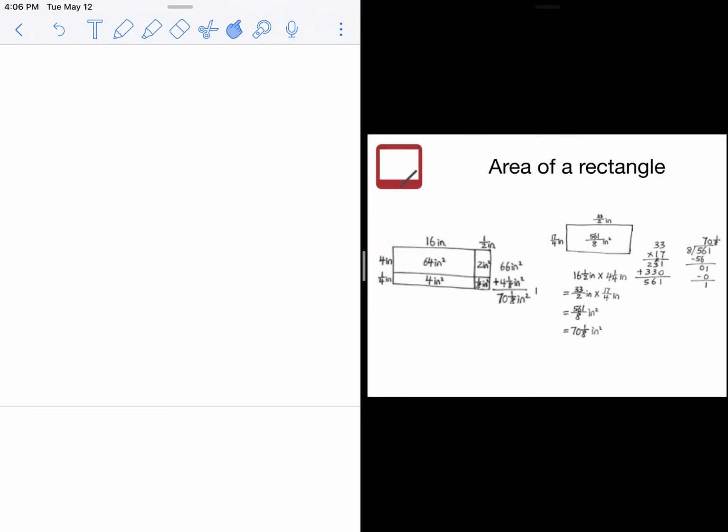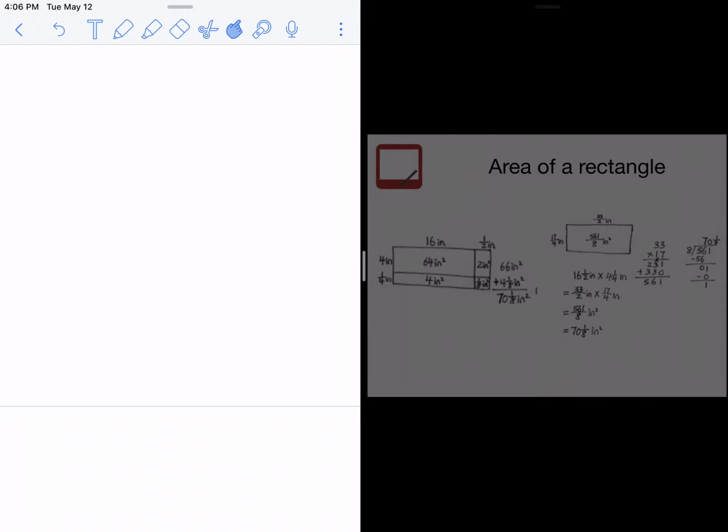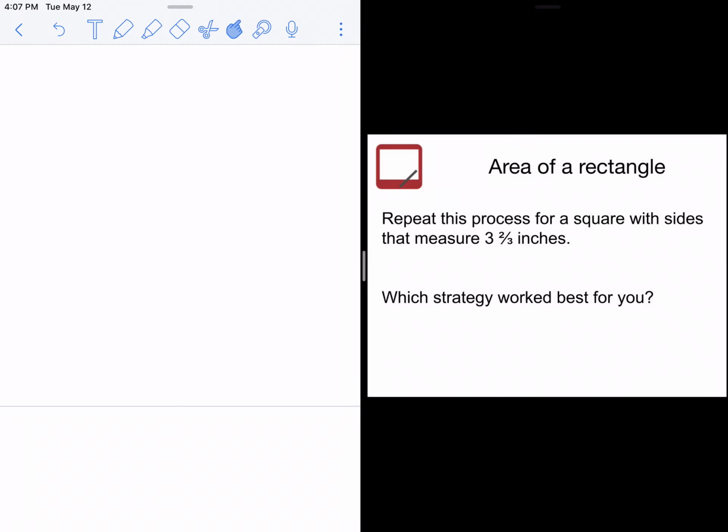So what this does is it kind of shows you exactly what I just did. If you look at the area model, it looks like a lot less work than the second way that I showed you. For some of you, it might be easier. For some of you, it might be harder. But remember, there are lots of different ways to do this. So you're going to repeat this process for a square with sides that measure 3 2/3 inches.